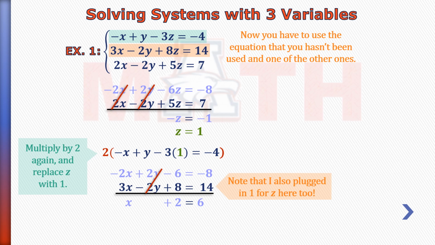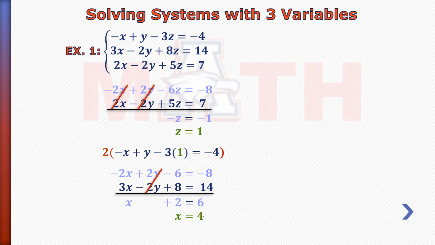All right, I need to subtract the 2 from the 6 to get my final answer for x here. So it looks like we get x is equal to 4. We're home free from here. Now all I have to do is pick one of these equations, substitute in x and z, and we'll solve for y.